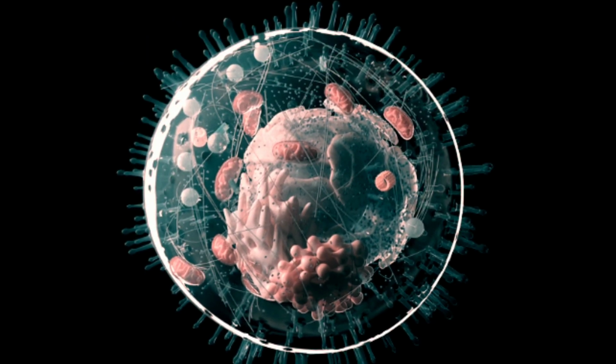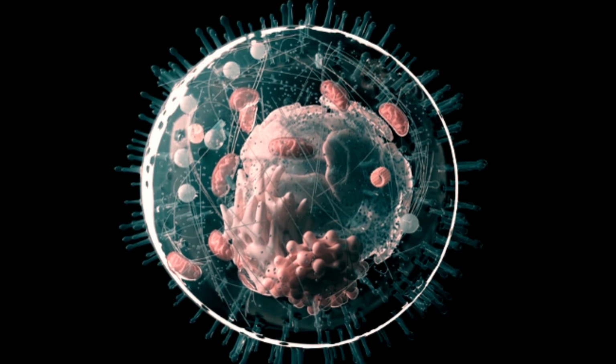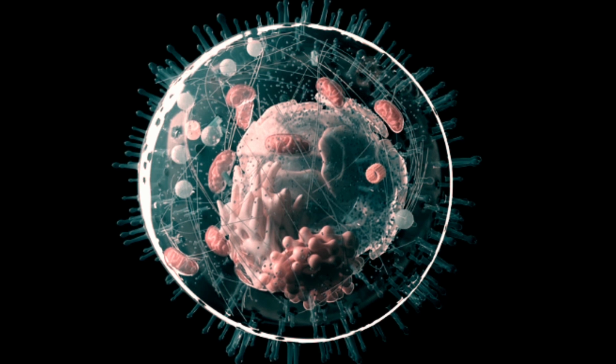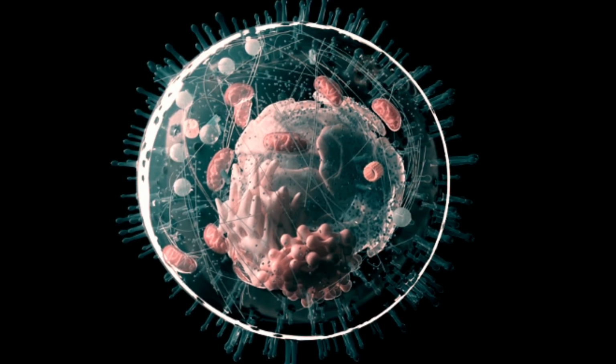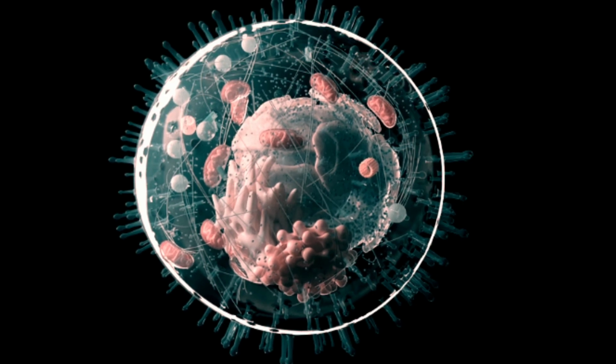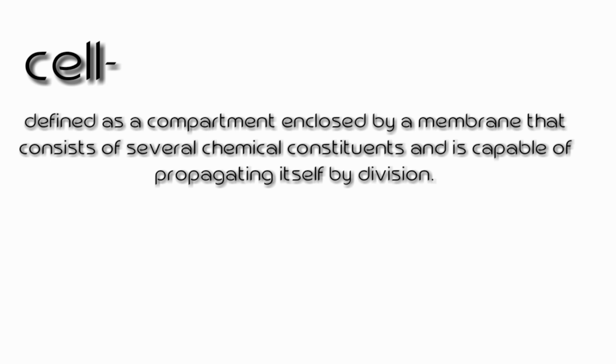This is true. The origin of the concept of cells as the basic unit of life was discovered in 1800. Good microscopes were developed and consequently plants and animals were found to be made up of small units, later known as cells. Let's look at the definition of a cell. A cell is defined as a compartment enclosed by a membrane that consists of several chemical constituents and is capable of propagating itself by division.